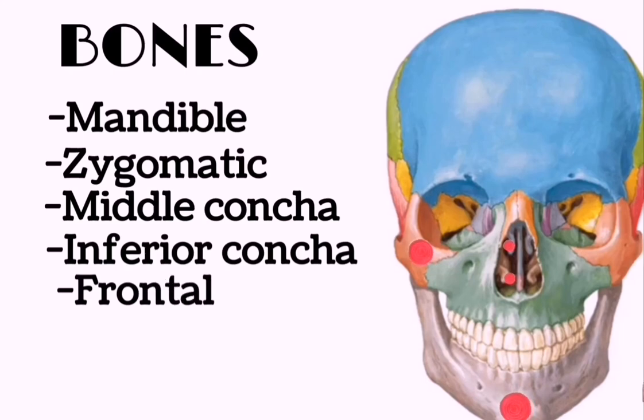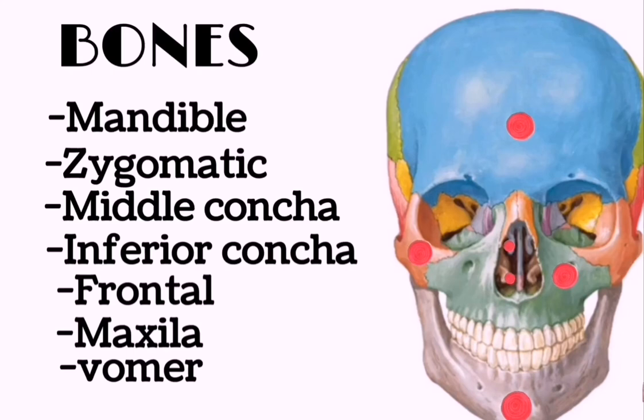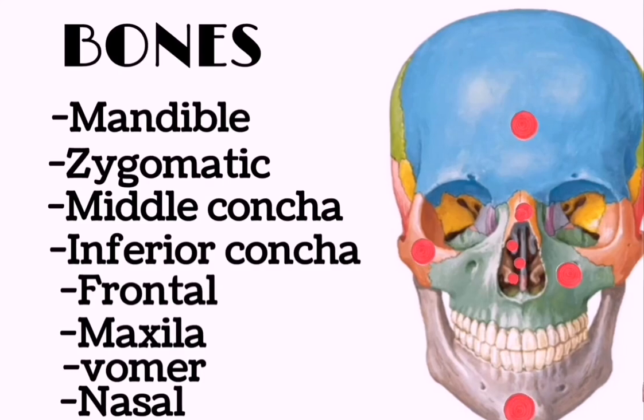The frontal bone, which forms the forehead, is mentioned here in the blue color. The maxilla, which forms the upper jaw, is mentioned here in the green color. The vomer, and the final bone is the nasal bone, which forms the nose bridge. This is all about the bones related to the norma frontalis.